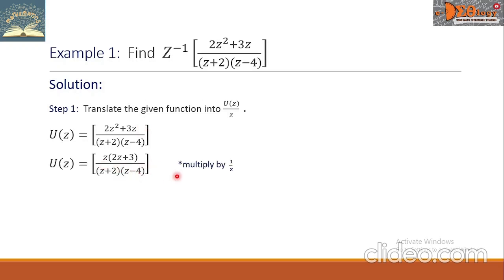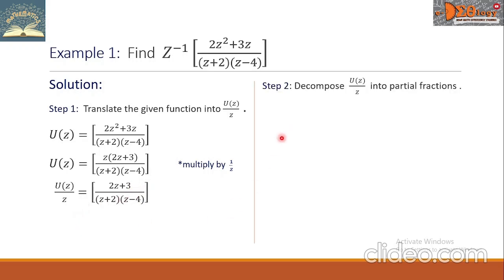From here, let us multiply this equation by 1 over Z. It will result into this. The left side is now function U with respect to Z over Z equals this fraction. Take note, our numerator now is 2Z plus 3. We are now able to do step 1. Let's proceed to step 2.